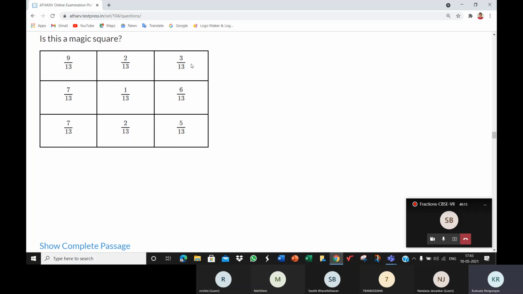Is it a magic square, children? You've all finished the test, you remember? Is this a magic square? No, ma'am, it is not a magic square.